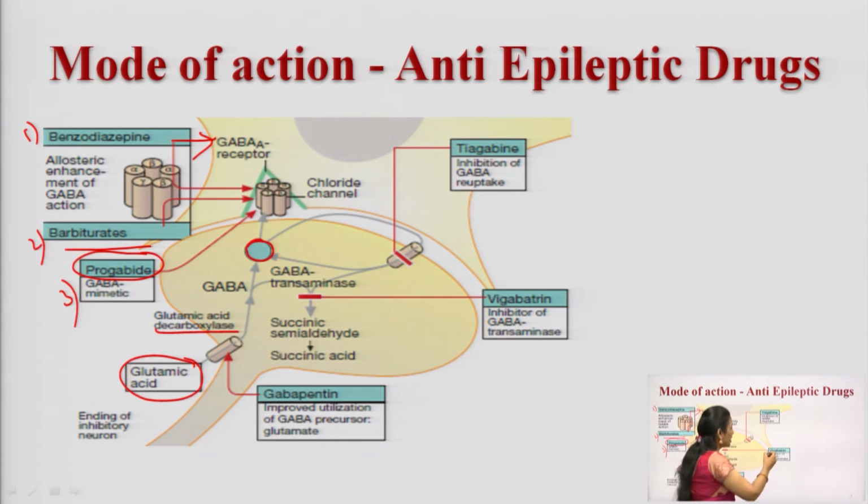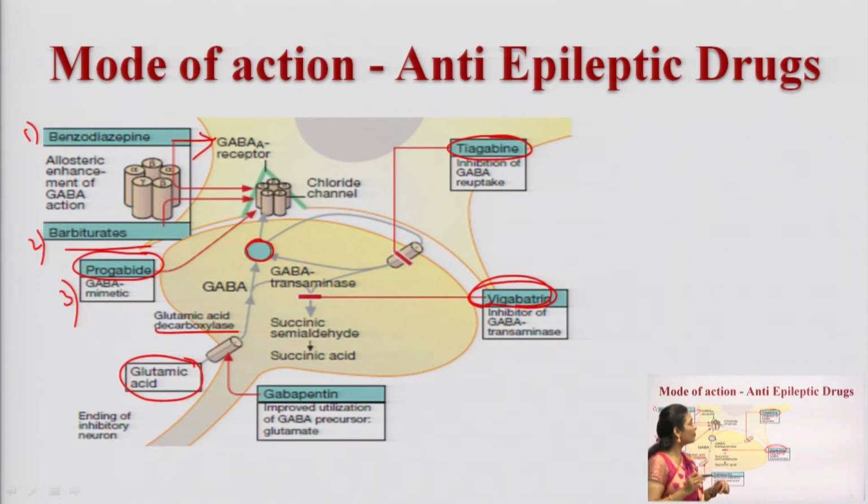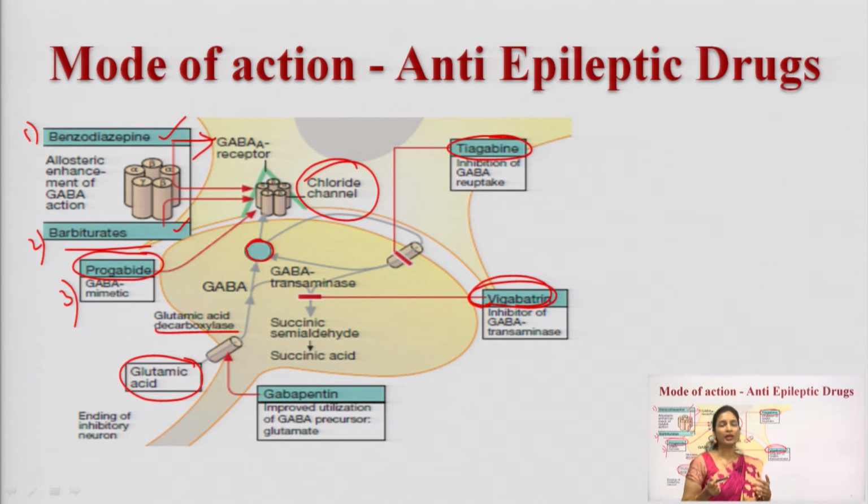And apart from that, you can use vigabatrin. Vigabatrin is a GABA transaminase inhibitor. GABA transaminase is an enzyme which metabolizes GABA, which should not happen in an epilepsy patient. So vigabatrin inhibits the GABA transaminase enzyme. Next, tiagabine inhibits GABA reuptake. Benzodiazepines and barbiturates open the chloride channel. All these drugs are used to treat epilepsy. We will discuss the drugs one by one.